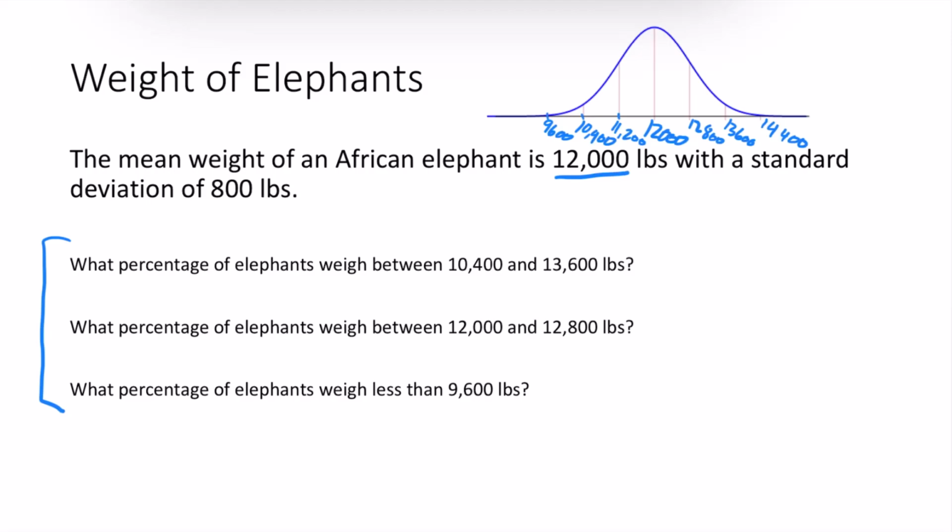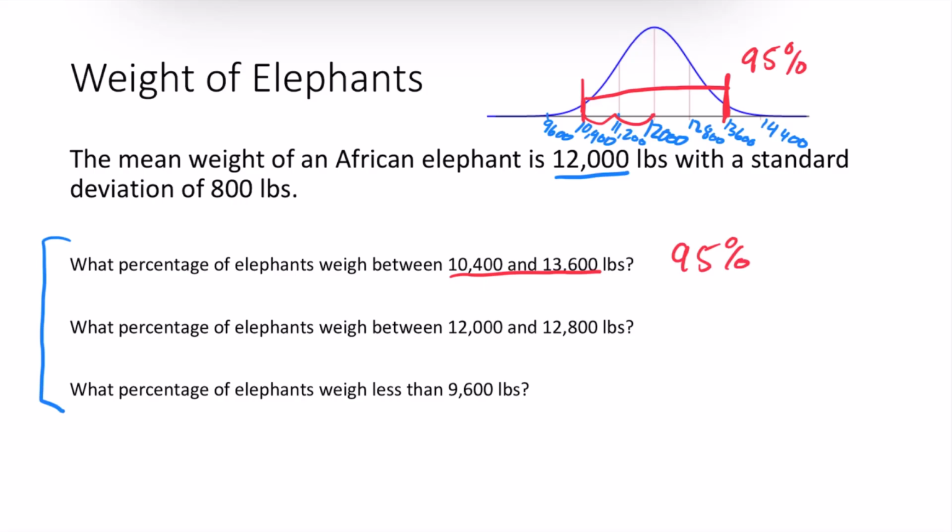So on the first question, I'm asked what percentage of elephants weigh between these two numbers. And those two numbers happen to be 2 standard deviations away from the mean. Because if you subtract 2 standard deviations, you get the 10,400. If you add 2 standard deviations, you get the 13,600. So by the empirical rule, I know that the amount of data points that are between those two numbers is 95% of the data. And so since we're talking about elephants here, the percentage of elephants that weigh between those two weights is going to be 95%.